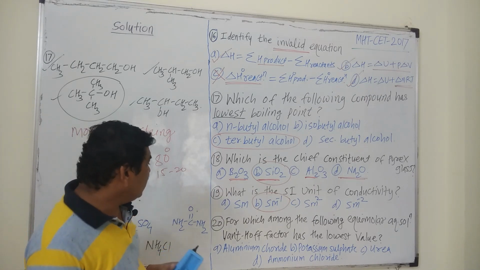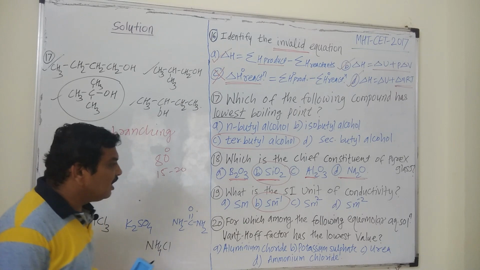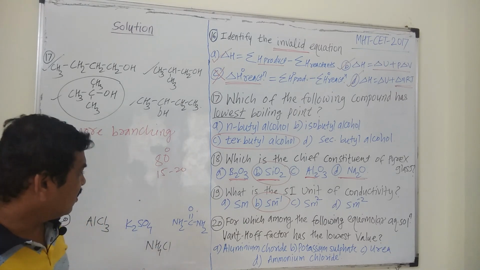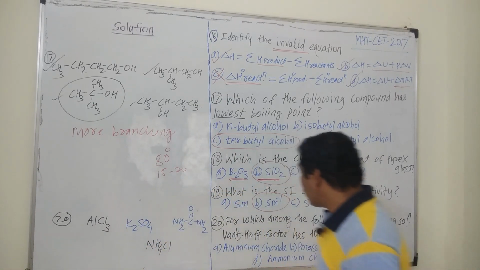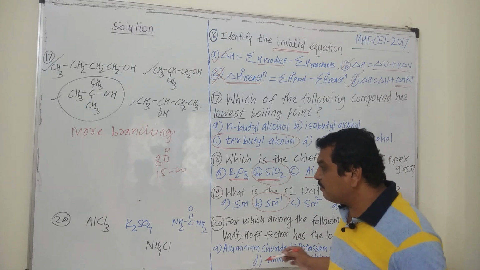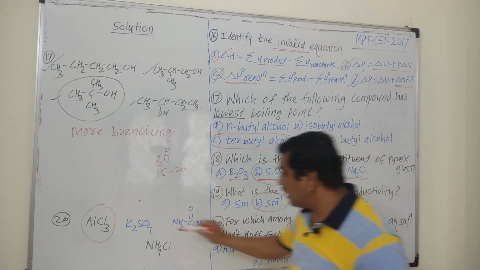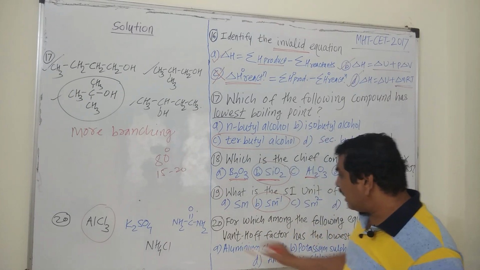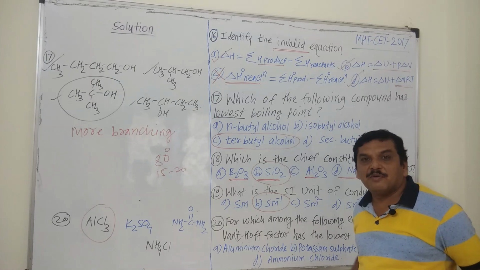Then the last question of this session is: for which among the following equimolar aqueous solutions does the van't Hoff factor have the lowest value? To determine the van't Hoff factor, we must know the molecular formulae. Aluminium chloride is represented as AlCl3, potassium sulfate K2SO4, urea NH2CONH2, and ammonium chloride as NH4Cl.